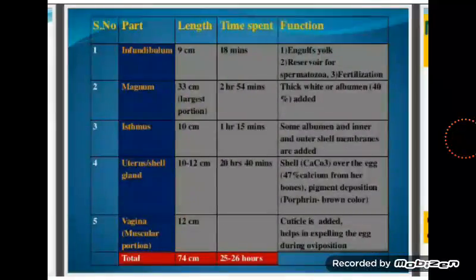Now, what I will do here is I will just ask you to pause the video to look at what is here. Once you pause the video, you read what is there. You can even screenshot so that you can zoom it. Here it talks about the length of time for the infundibulum, the magnum, the isthmus, and the uterus, which is called the shell gland. Then the time the egg spends in each of these parts and the function. This is very, very important. Like I said, I don't want to be wasting time on each of these. You just pause it, read, write it, or screenshot it so that you can zoom it.